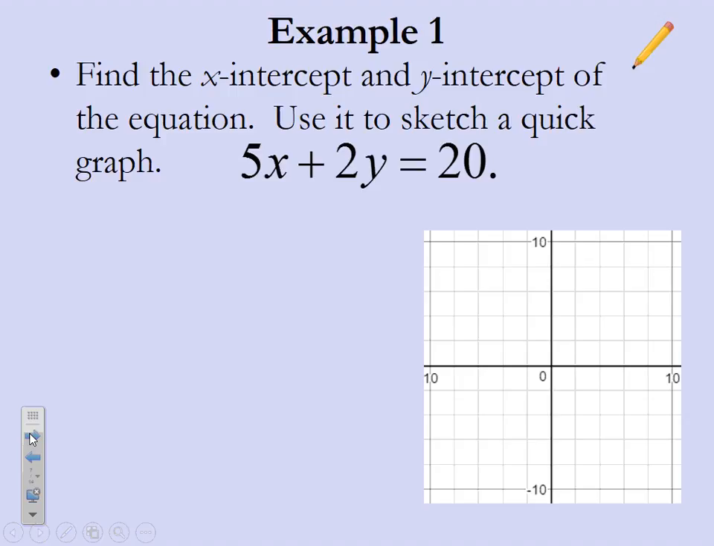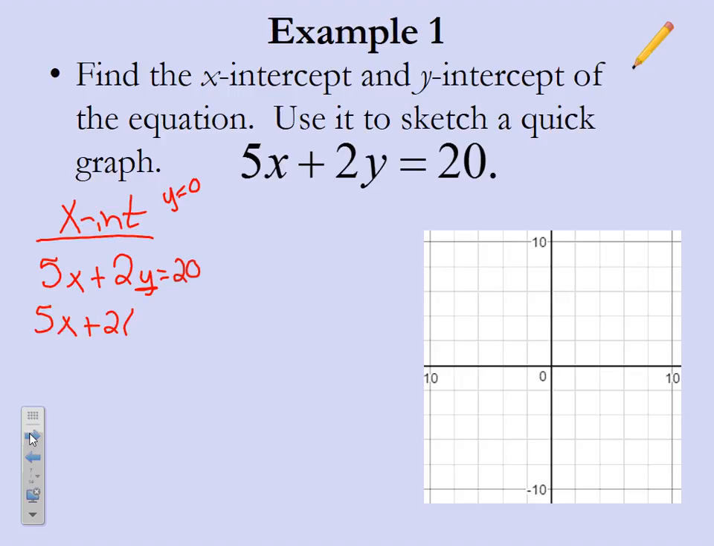All right, example number 1 for this. So this also needs to go in your notes. We're going to find the x and y intercepts of the equation, and then we're going to draw a quick sketch. So first thing I'm going to do is find my x-intercept. In order to do that, remember, y has to equal 0. So I'm going to write my equation, 5x plus 2y equals 20. Now instead of y, I'm going to plug in 0. So I have 5x plus 2 times 0 equals 20. That's just going to cancel. I get 5x equals 20. Solve this for x. I'm going to divide by 5. x equals 4.